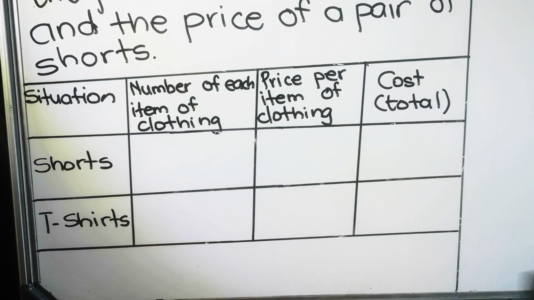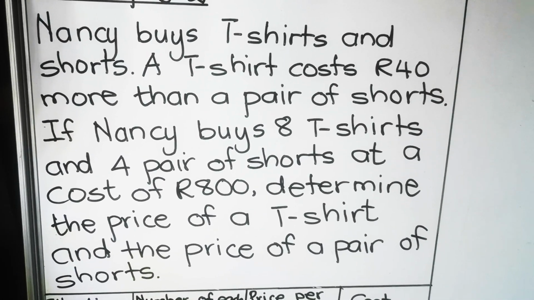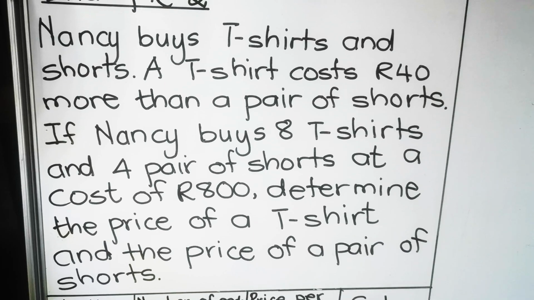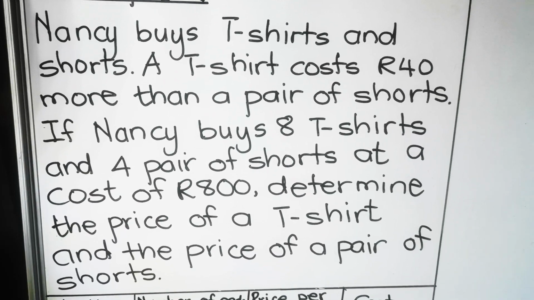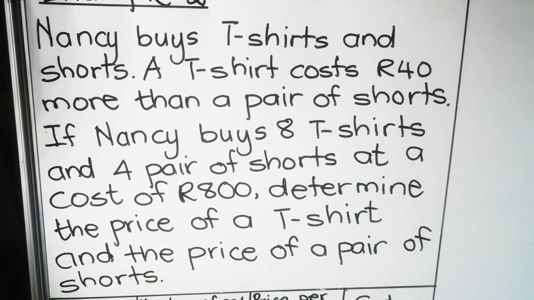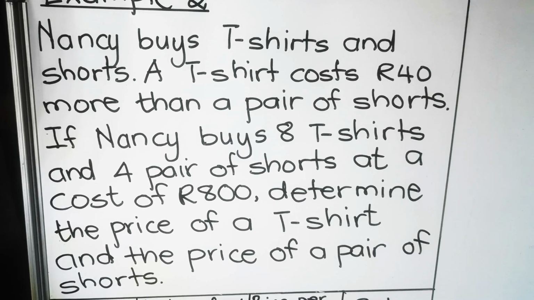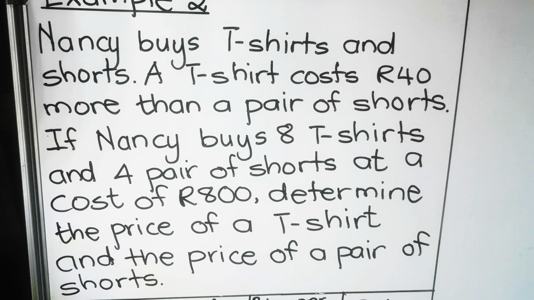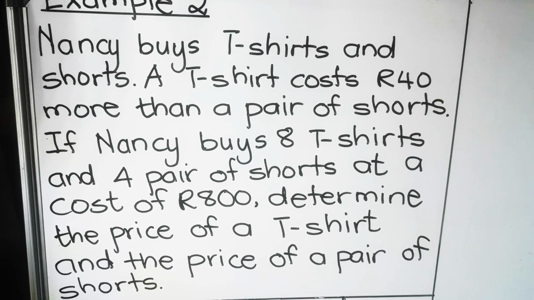Let's read the question again. You remember they said that the thing that we are looking for, we must call it X. So we're going to read again and find out what we are looking for. Nancy buys t-shirts and shorts. A t-shirt costs 40 rand more than a pair of shorts. If Nancy buys 8 t-shirts and 4 pairs of shorts at a cost of 800 rand, determine the price of a t-shirt and the price of a pair of shorts.